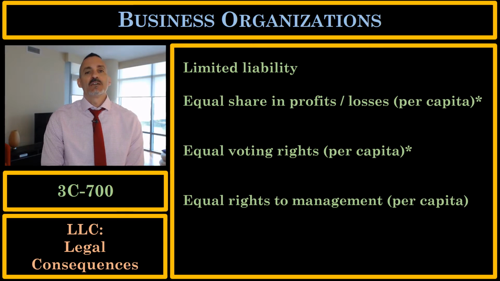We also have equal voting rights. Once again, if I'm in an LLC and there are 3 other members, there are 4 members altogether, I have 25% of the voting rights. I have 1/4 of the voting rights. It's a per capita rule. Again, if we want to change that, then we can change that through the operating agreement.